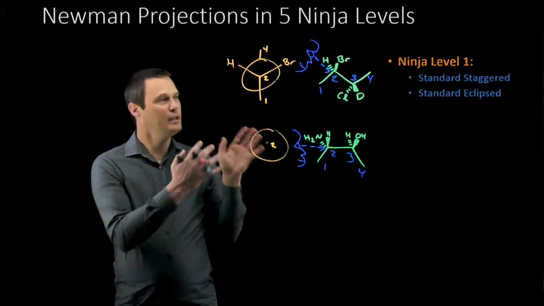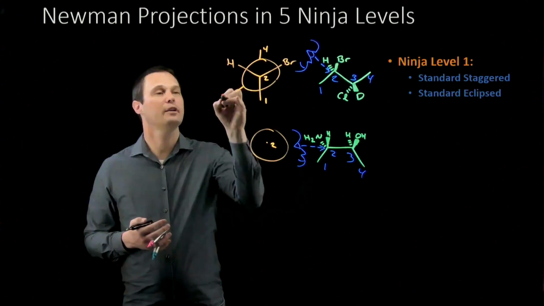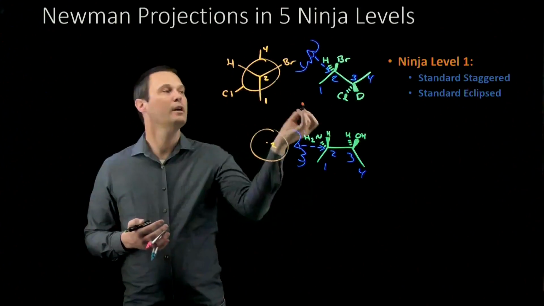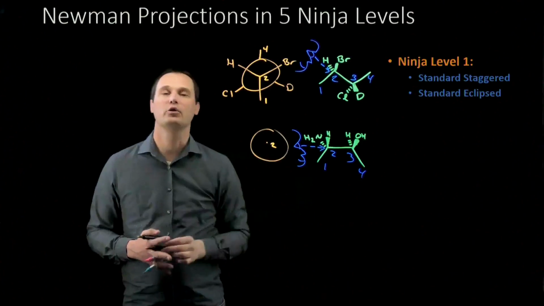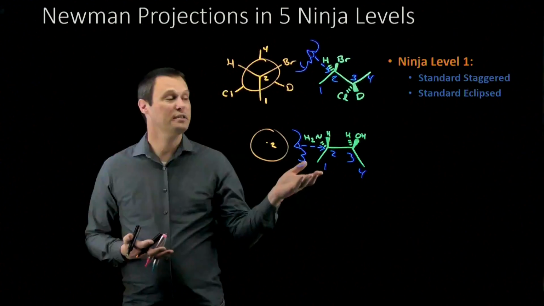The chlorine, if I'm looking at the molecule from the left, is going to end up on the left side of my Newman projection. So it'll be down in the southern hemisphere attached to the back carbon is the chlorine, and the deuterium is attached to the right side of the Newman projection on the back carbon. Standard staggered Newman projection. The eclipsed version works exactly the same way.